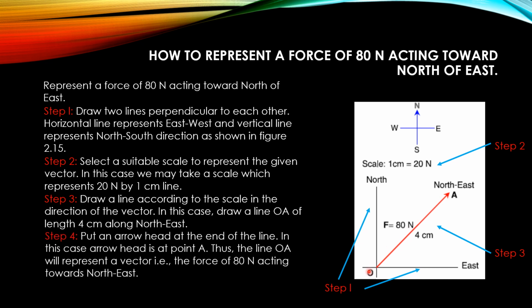Step number 4, put an arrowhead at the end of the line. In this case, the arrowhead is at point A. Thus, the line OA will represent a vector, that is the force of 80 Newton acting towards north of east. Here we have got arrow A, means step number 4 is completed. Now we have drawn a complete vector representing a force of 80 Newton in the direction of north of east. That is how, by following these steps, we can draw or represent a vector or a force on a piece of paper. I hope you understood.